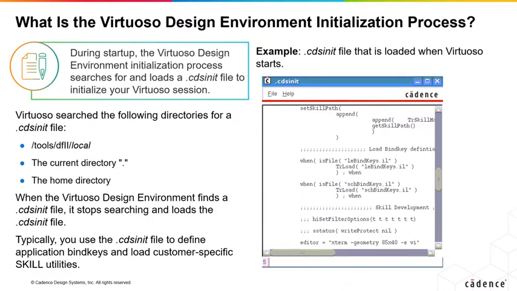When you initialize the Virtuoso design environment, you'll be doing it with a file called .cdsinit. There's a standard sequence of locations that the software looks for the .cdsinit file. The first is it will look in tools df2 local. That is the system directory that typically the system administrator would manage. Next, if it does not find it there, we'll look in your current directory or dot, and finally it will look in your home directory.